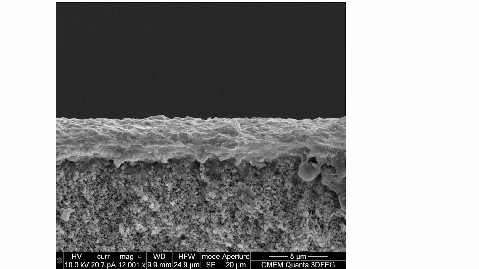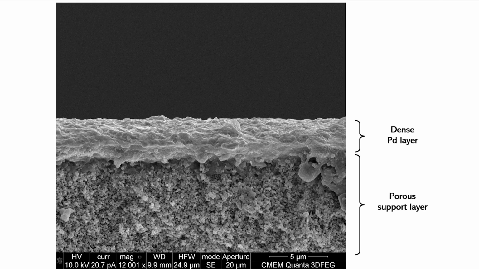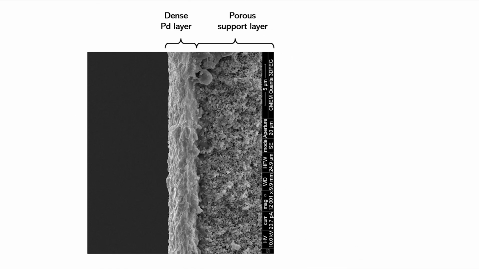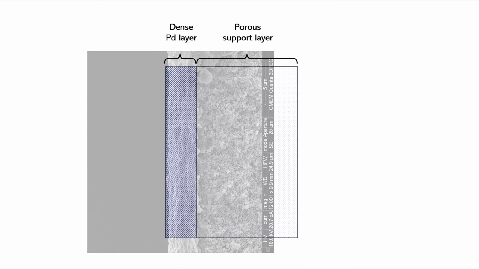A palladium membrane typically consists of a dense palladium deposited layer and a porous support layer. The dense palladium layer is highly selective towards hydrogen. The support layer provides structure and stability for the palladium layer. Let us have a look at the membrane structure in more detail.